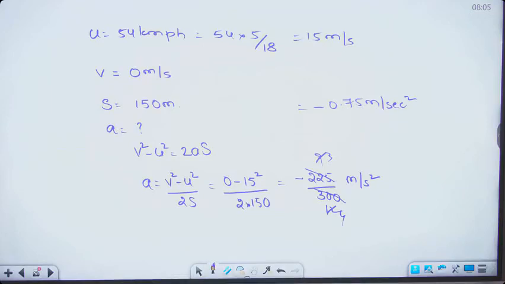An object is projected upwards with a velocity of 19.6 meters per second. Find the time of flight.